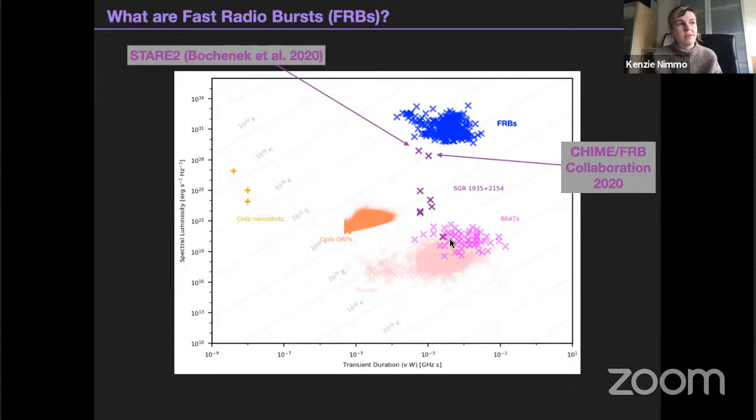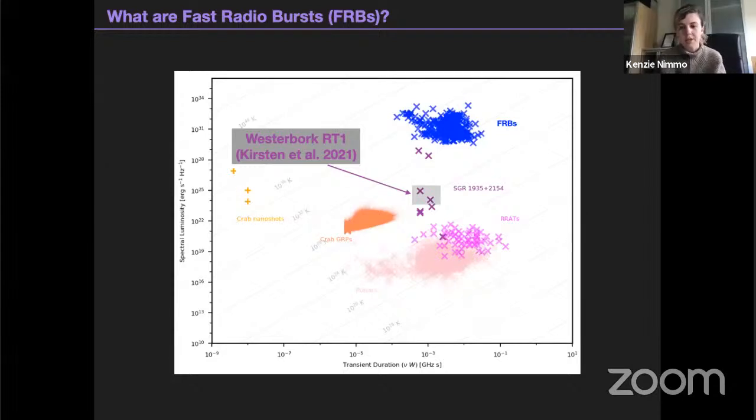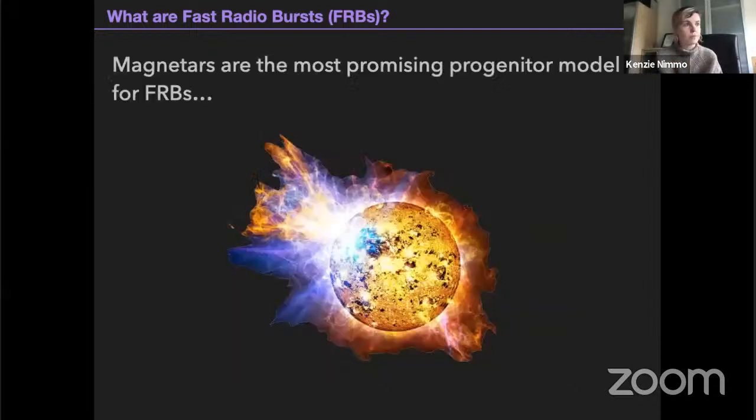Shortly after this detection, FAST in China detected this really weak burst, which is more comparable in luminosity to pulsars and rotating radio transients. And we were monitoring with Westerbork RT1, and we monitored for hundreds of hours and detected 2 bright bursts that were separated by only a few seconds. Now, this is interesting because it showed that there's not a clear distinction between FRB emission and maybe weaker, more regular magnetar emission, and actually the luminosity spans 7 or 8 orders of magnitude. So the most promising model is magnetars.